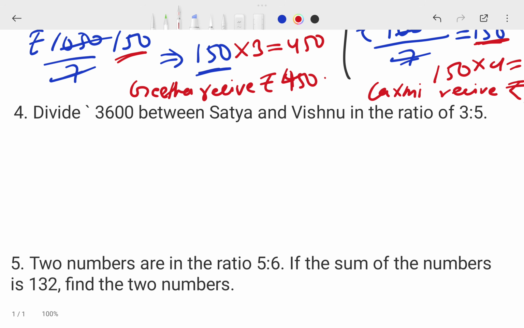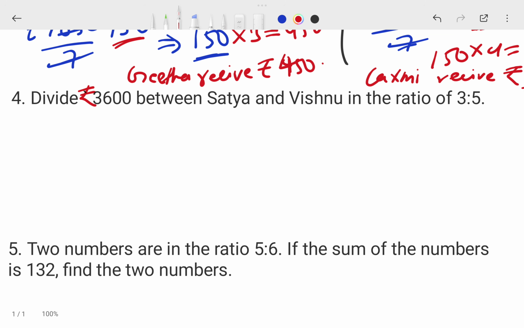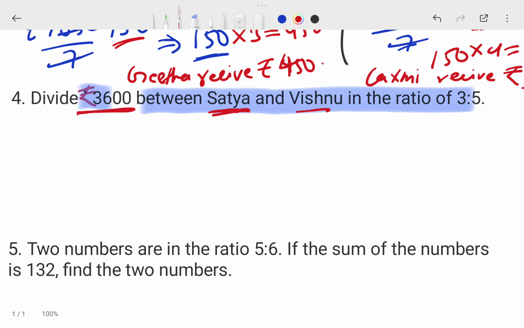The fourth question is totally the same. It's rupees. Divide the rupees 3600 between Satya and Vishnu in the ratio of 3:5. So here, same problem. We have 3600 rupees. We have to divide this between Satya and Vishnu, and the ratio is already given. What is the ratio of Satya? This is 3, since Satya is first. This is Vishnu. What is the ratio of Vishnu? That's 5.